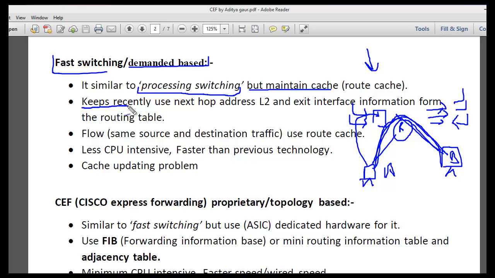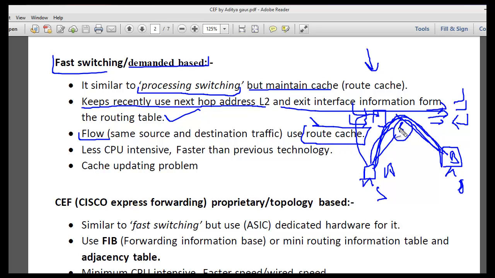So it keeps the recently used next hop layer 2 address and the exit interface from the routing table as well. A flow is nothing special other than traffic from the same source to the same destination. So they use a route cache. If your data is going somewhere else, again it is going to create another cache entry. So that is good. Because of this, it is less CPU intensive and faster than the previous technology.